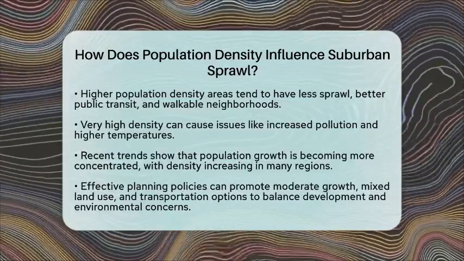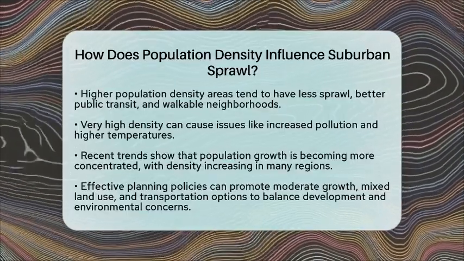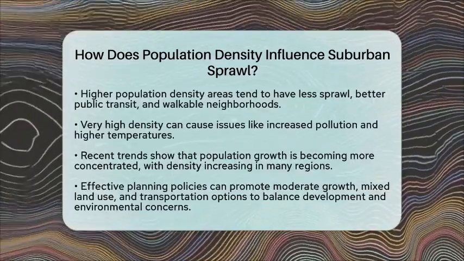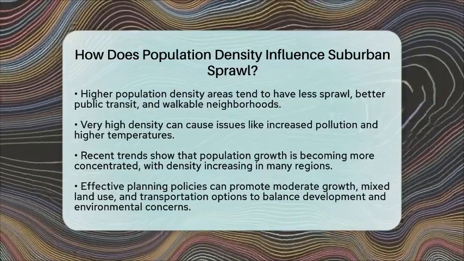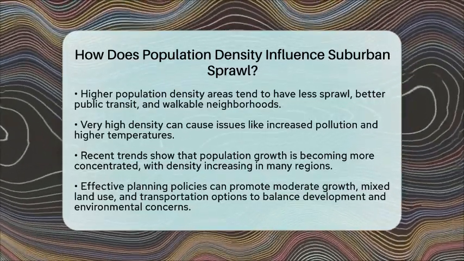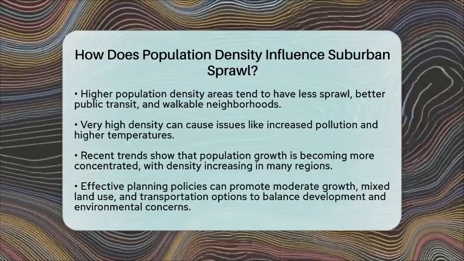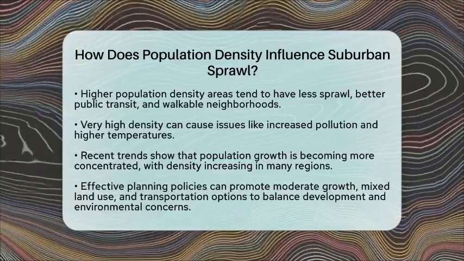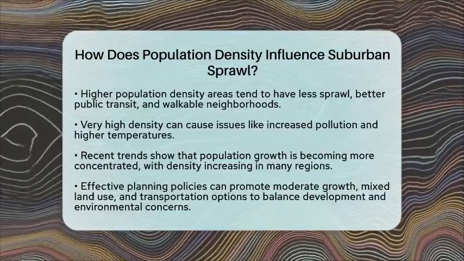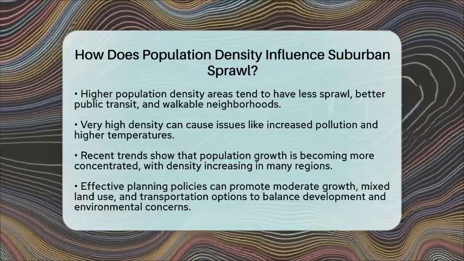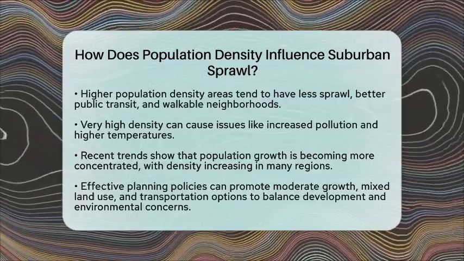Managing this balance involves planning policies that encourage moderate growth, mixed land use, and transportation options. These strategies help keep land use efficient, control infrastructure costs, and reduce environmental impacts, all while giving residents the kind of neighborhoods they want.